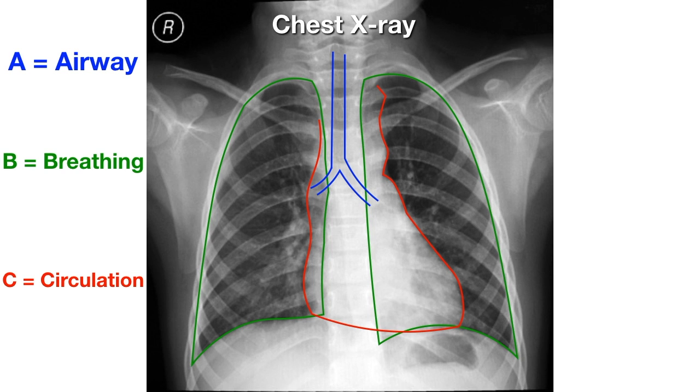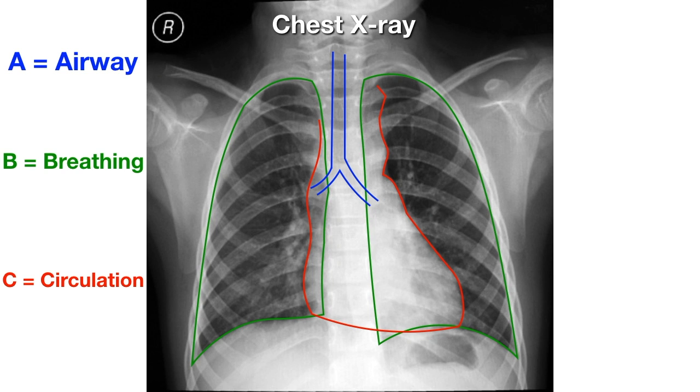You're also looking to see if any of the heart border is obscured by an opacity that could suggest pneumonia. You're also taking a look at the overall size of the heart and if there's any signs of cardiomegaly. And then take a look at the right and left hilar regions. This is where masses like to hang out, so make sure you observe that.